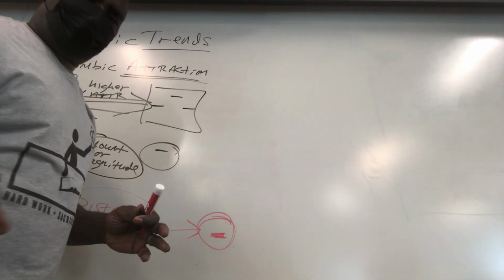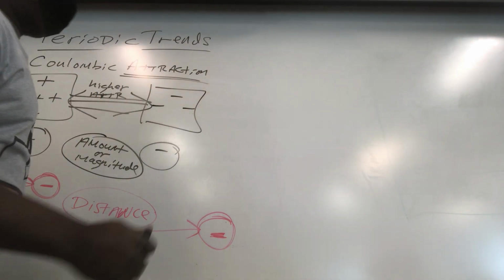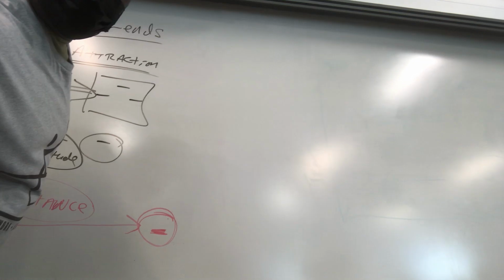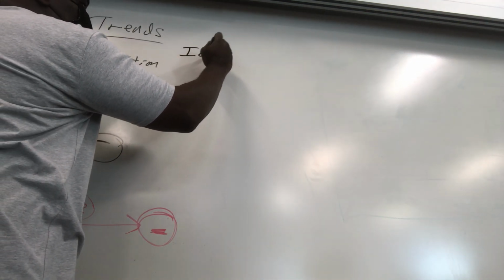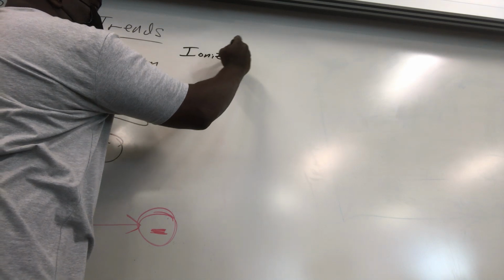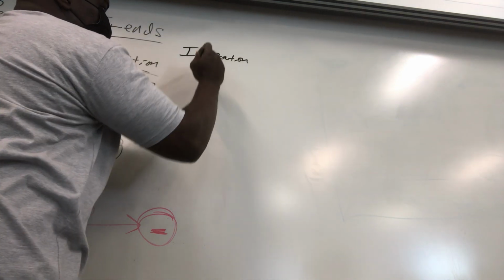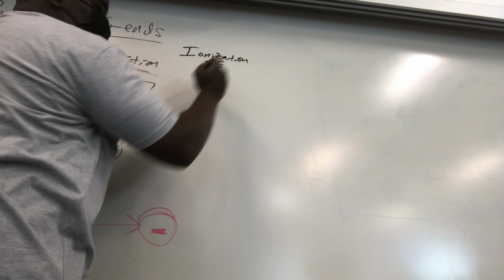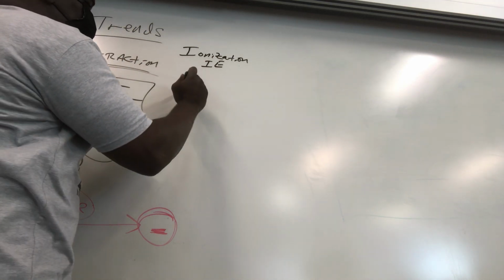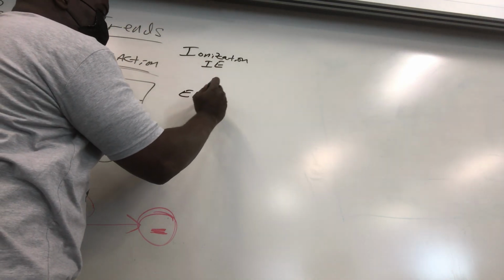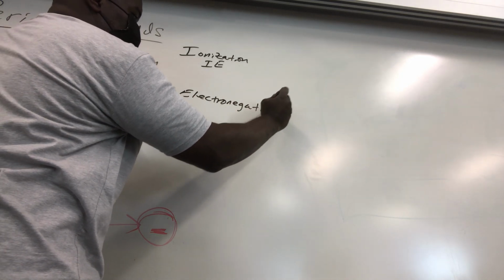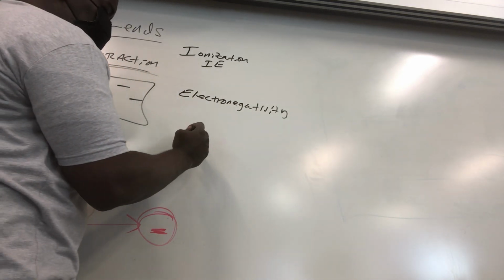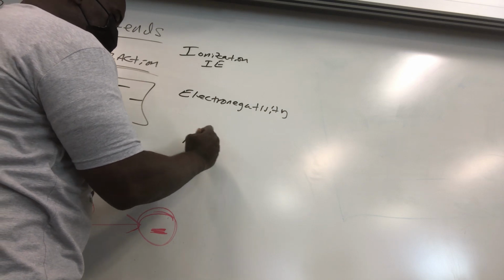So there are four main trends, guys, they ask you about. There's ionization energy, IE for short. There's electronegativity. There's metallic character.